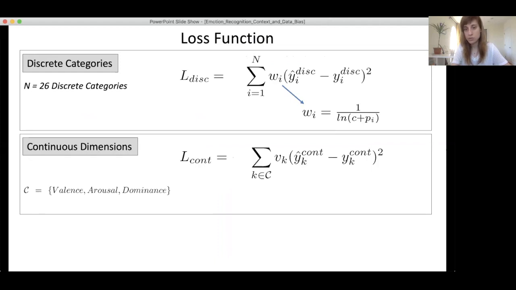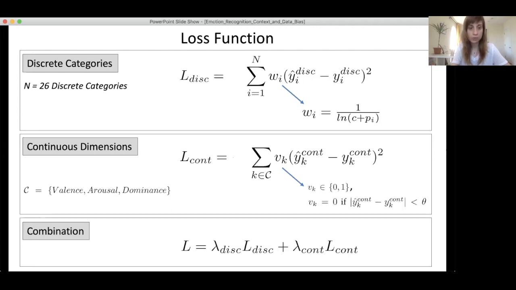For the continuous dimensions, the Euclidean loss also works pretty well. And the only thing is that here we have a margin. So as soon as the predicted output is close enough to the true output, then we don't backpropagate the error. And then we also use a combined loss to train in a multitask way, both the continuous dimensions and the discrete categories. And the only thing is that we have weights to balance each loss.